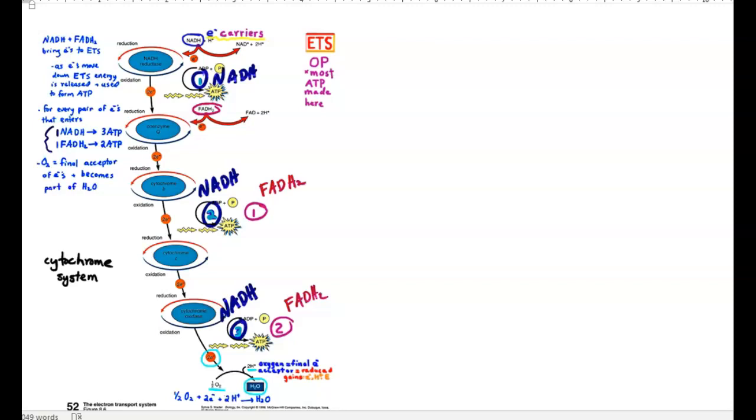So let's look at what I have in blue. Right here's NADH. It goes to the very first molecule. So NADH goes to the very first molecule. And notice in this process right here, it's making ATP.